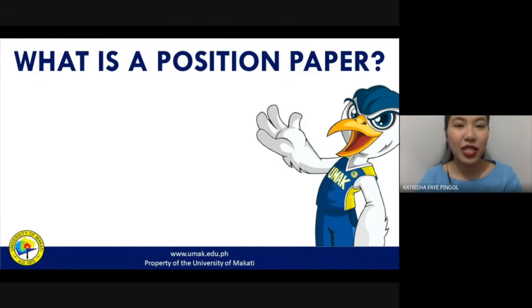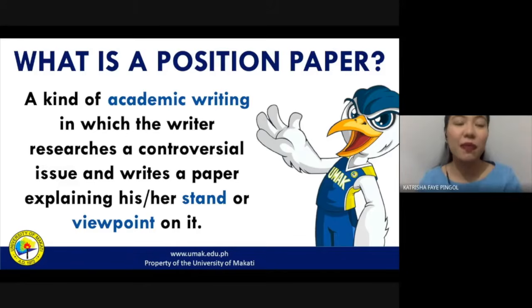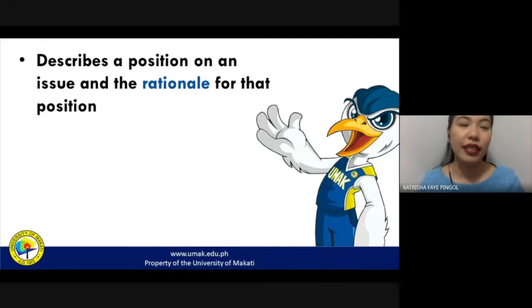Now, what is a position paper? Basically, a position paper is a kind of academic writing in which the writer researches about a particular topic, and more often than not, this topic is a controversial issue. Now, this writer would eventually write a paper explaining his or her stand or viewpoint regarding this particular issue. It is also described as a type of academic paper that describes a position on an issue and the rationale for that particular position.